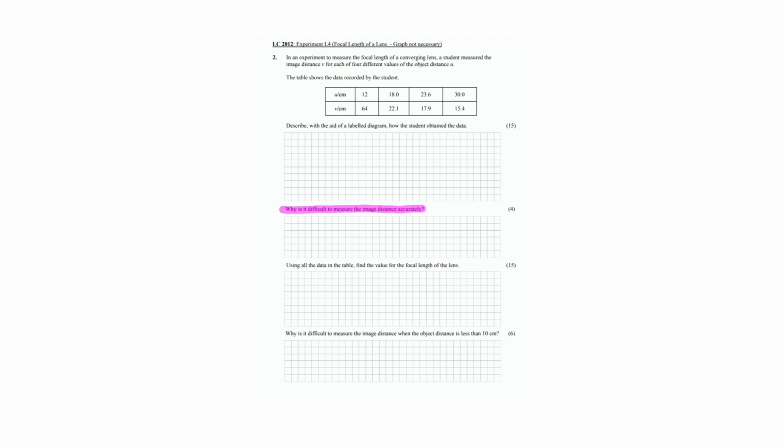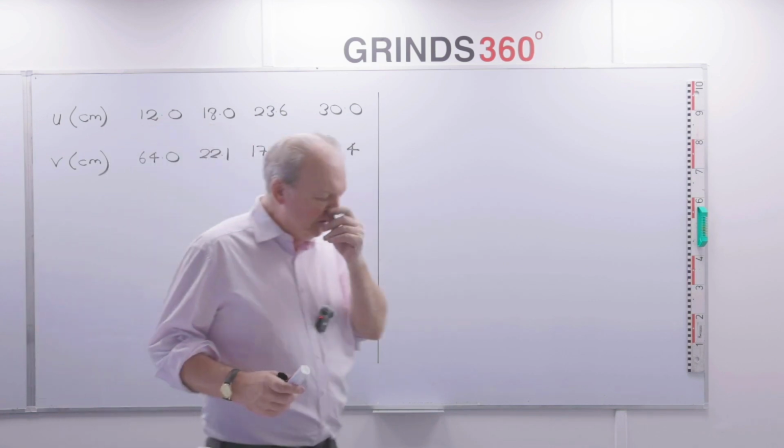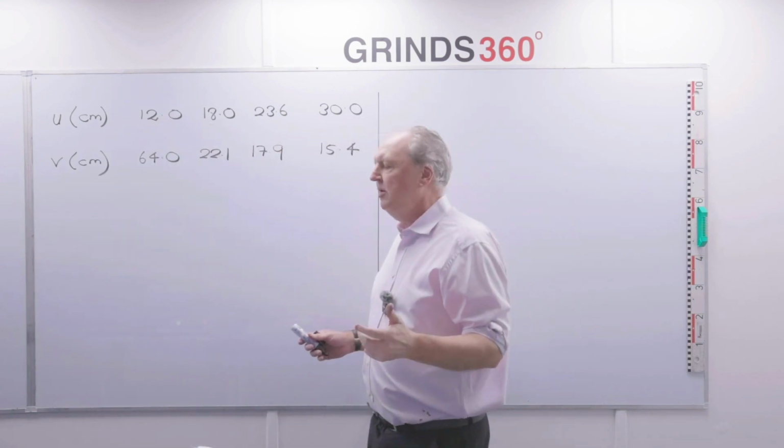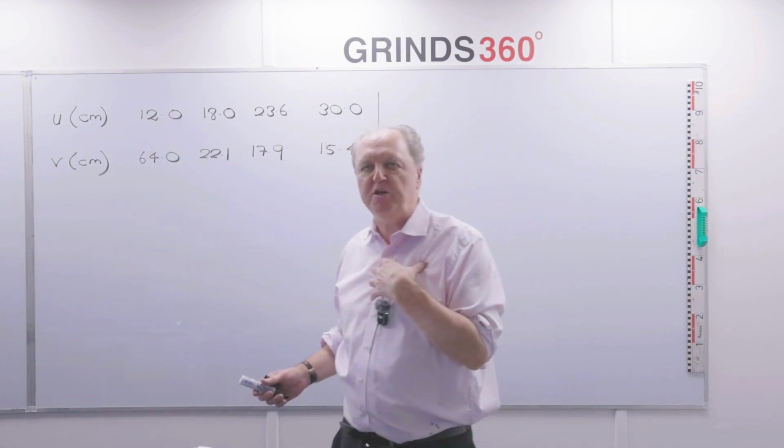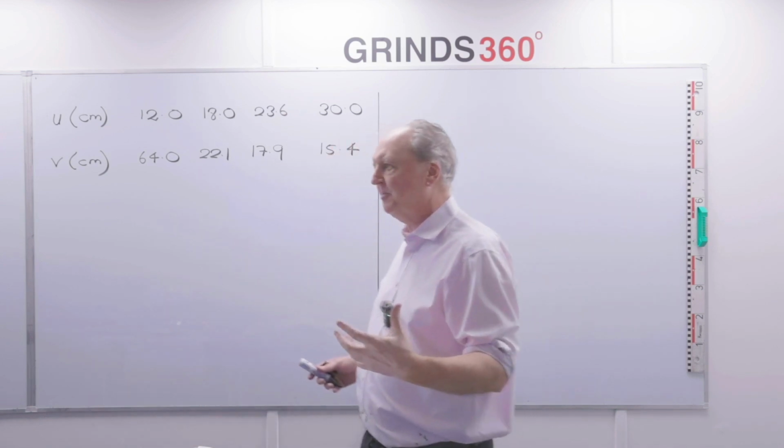Next part says, using all of the data in the table, find a value for the focal length of the lens. Now, I said to you before that there are 2 ways to do this. You can do this by calculation, using your calculator, or you could do it by graph. Now, they don't ask you how to do it, so I will definitely do it using my calculator.